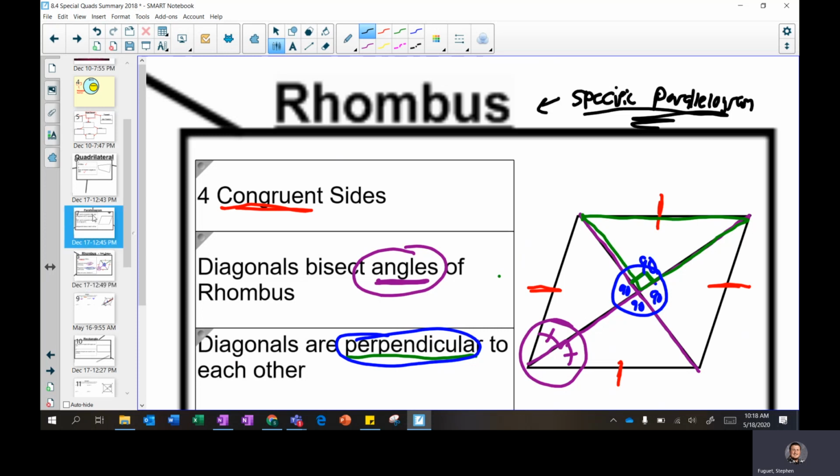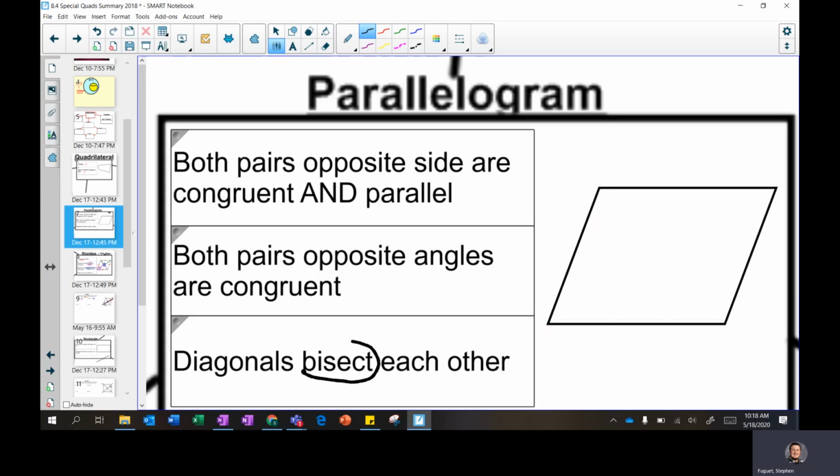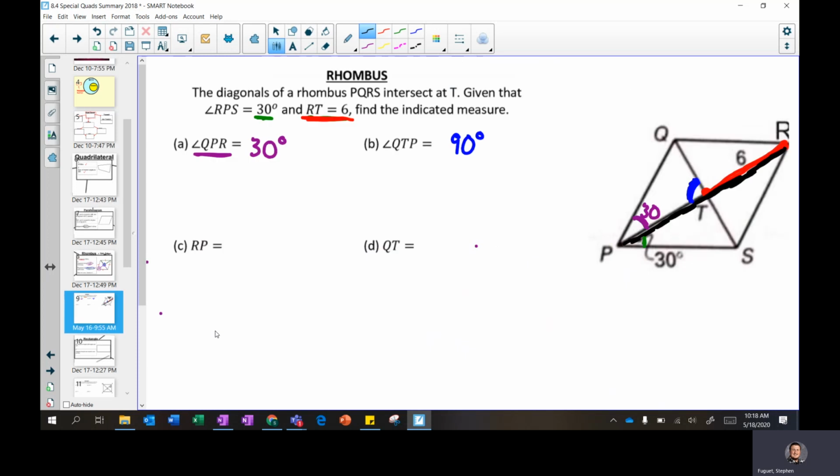And we know about parallelograms that diagonals are going to bisect each other. So if the diagonals bisect each other, this will also be true for a rhombus. Therefore, that 6 represents half of the diagonal. The other half must also be 6. That's why we're going to be able to say RP is 6.